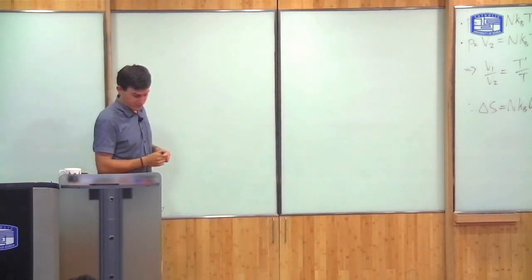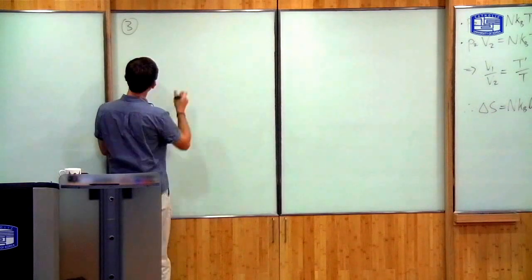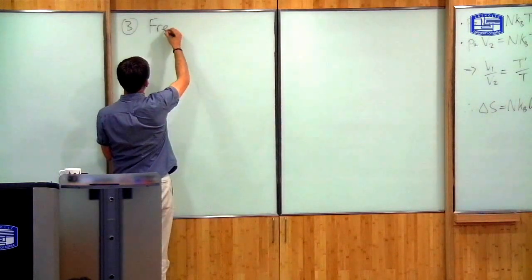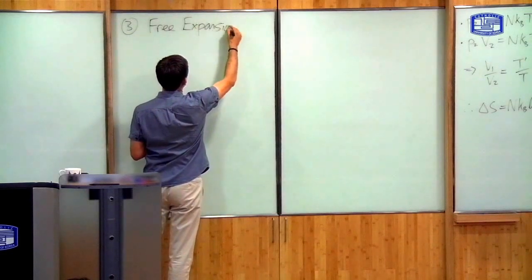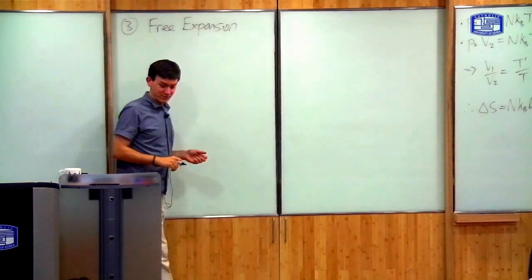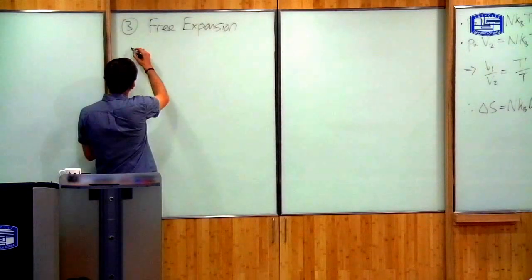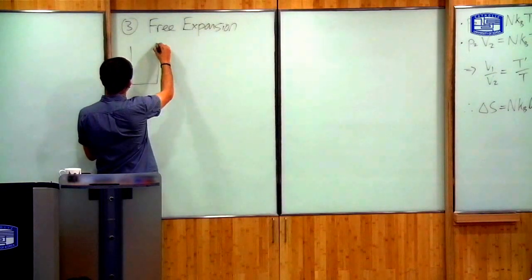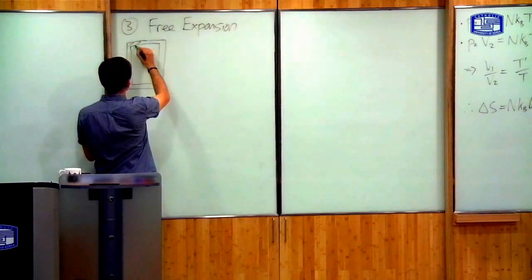Now we move on to our third example, and this is an example of free expansion, which is a kind of expansion that we haven't considered yet, but let me explain what it is. Suppose I've got gas in an isolated system, like this.